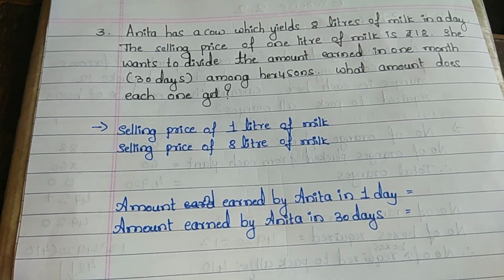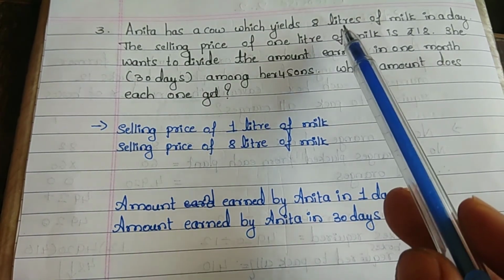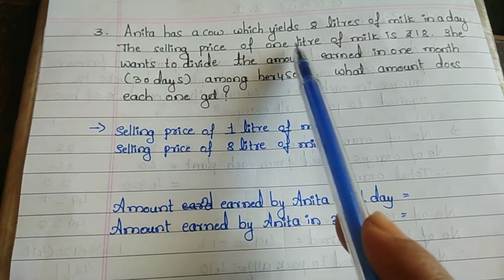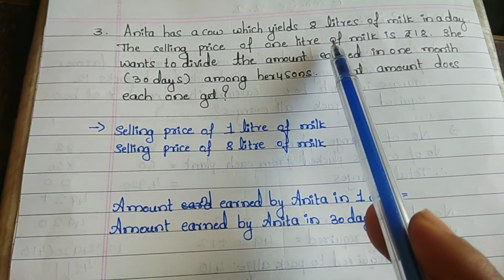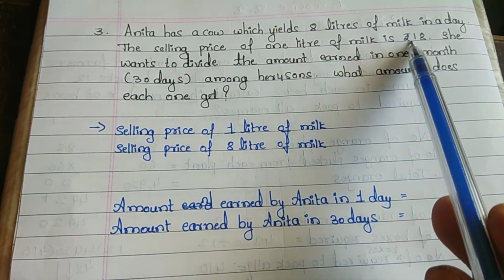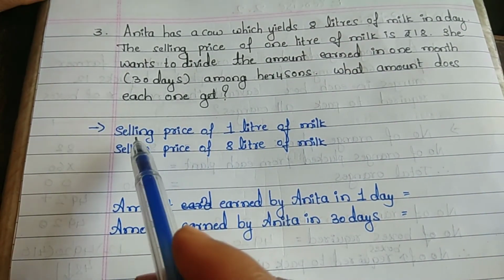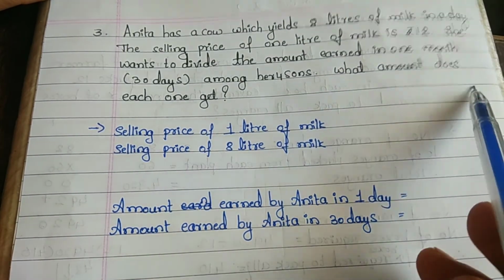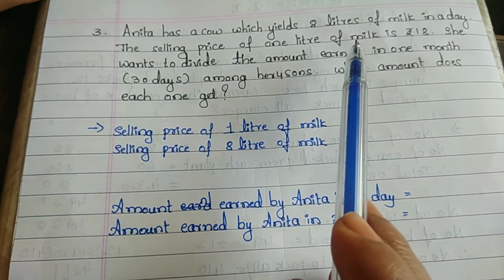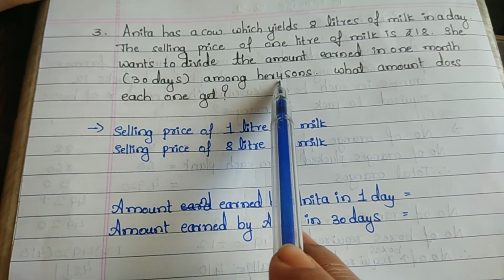Okay, Anita has a cow which yields how many liters per day? 8 liters. Per liter, how much will she get, the selling price of the milk is how much? 18 rupees. Okay. Now what should we find out? Amount does each one get. It means she wants to divide that amount among the 4 sons.